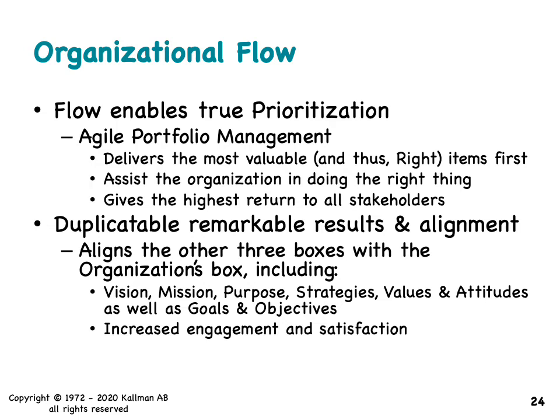Okay? Not only are these duplicatable and remarkable results that you're delivering, but the alignment is remarkable. You align the other 3 boxes from the organizational box. You can align to vision, mission, purpose, strategies, values, attitudes, as well as the goals and objectives. And in the end, you're not going to satisfy and make everybody happy, but you're going to increase the pool of satisfied employees, on the happiness indexes and the things that we have out there that we measure that with. And you're going to decrease the number of people who are extremely unhappy to the point where they're actively working against the goals of your organization. So every executive wants all 4 boxes that I've just described.